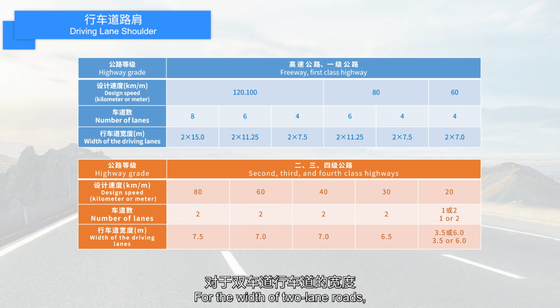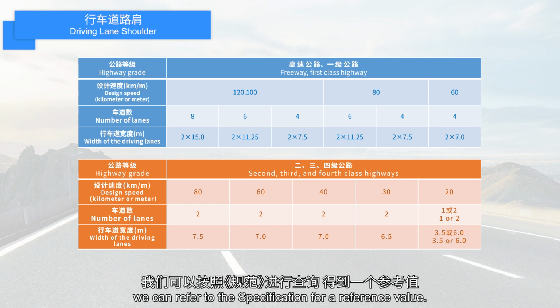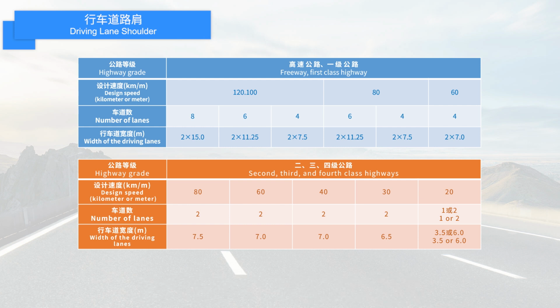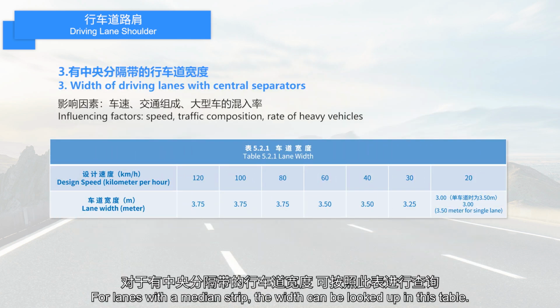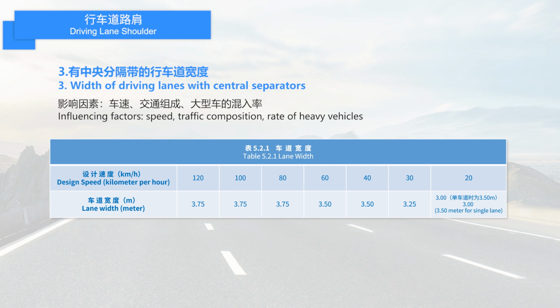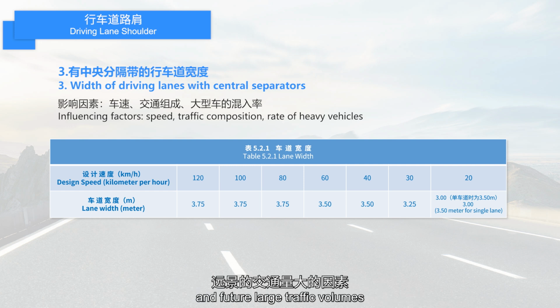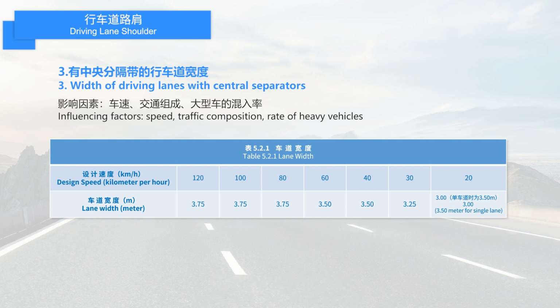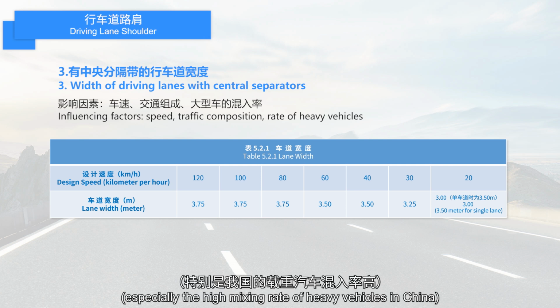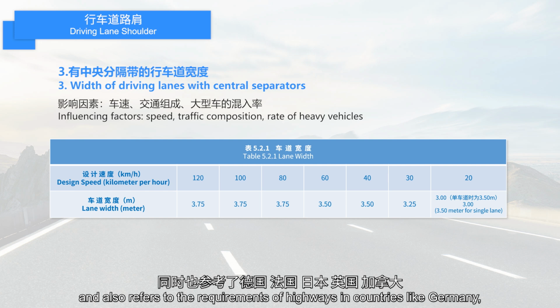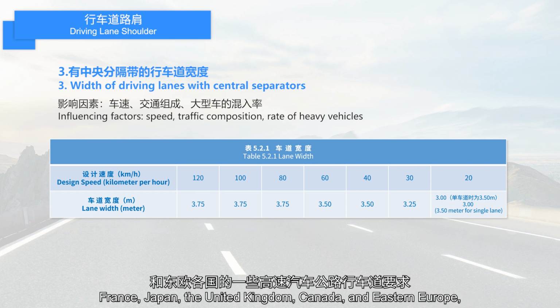For the width of 2-lane roads, we can refer to the specification for a reference value. For lanes with a median strip, the width can be looked up in this table. This table considers factors such as high driving speeds and future large traffic volumes, especially the high mixing rate of heavy vehicles in China, and also refers to the requirements of highways in countries like Germany, France, Japan, the United Kingdom, Canada, and Eastern Europe.